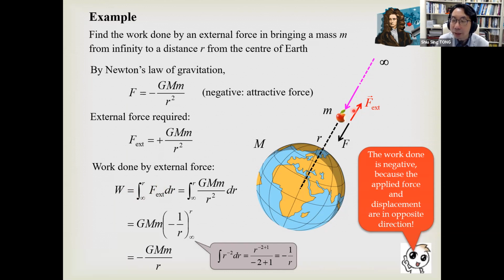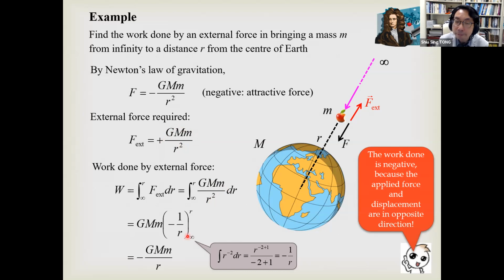And eventually we will identify that work done with the potential energy. Okay, so it will be better if we consider the external force for the work done. Now I consider the work done by Superman, and it's given by this integral. And now we know that the external force is GMm over r squared.